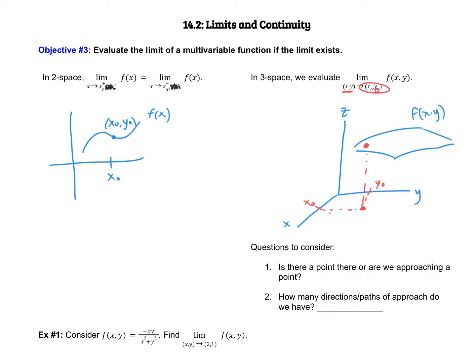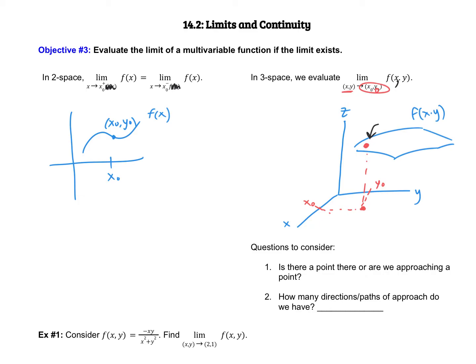Our notation is saying x and y are independent variables. They're approaching some value, and we're looking at the function. Man, my notation's pretty poor here. That should be a comma. So then this value would be our limit.